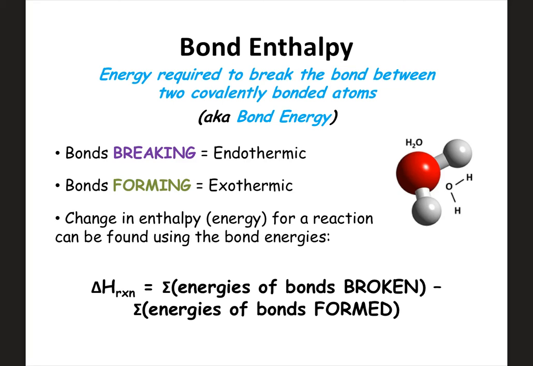So to do this for a reaction, there's a pretty simple equation. You're going to look at all the energy of the bonds that are broken and subtract it from all the energy of the bonds that are formed. But notice you need the sum of. So it's all the energy of the bonds that are broken. So you add up all the broken, and then you add up all the formed, and then you subtract the two. So that's very important. It's broken minus formed, but all the broken minus all the formed.